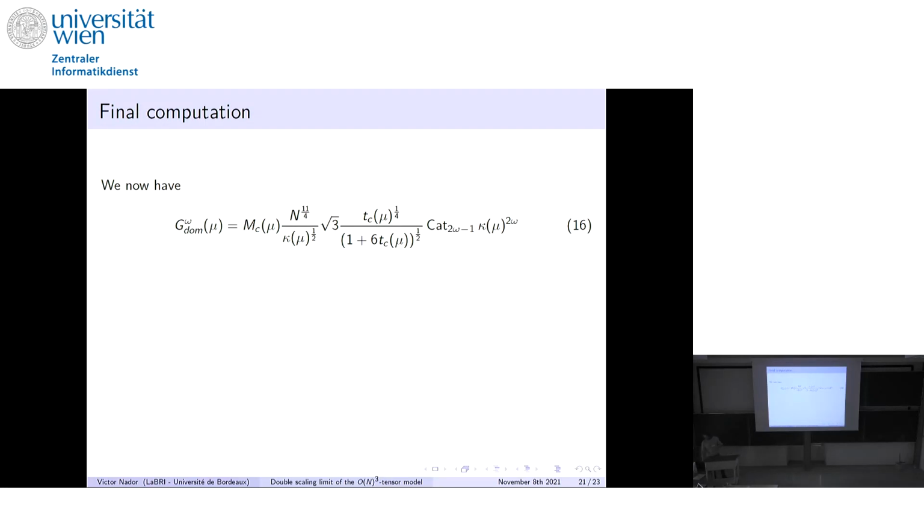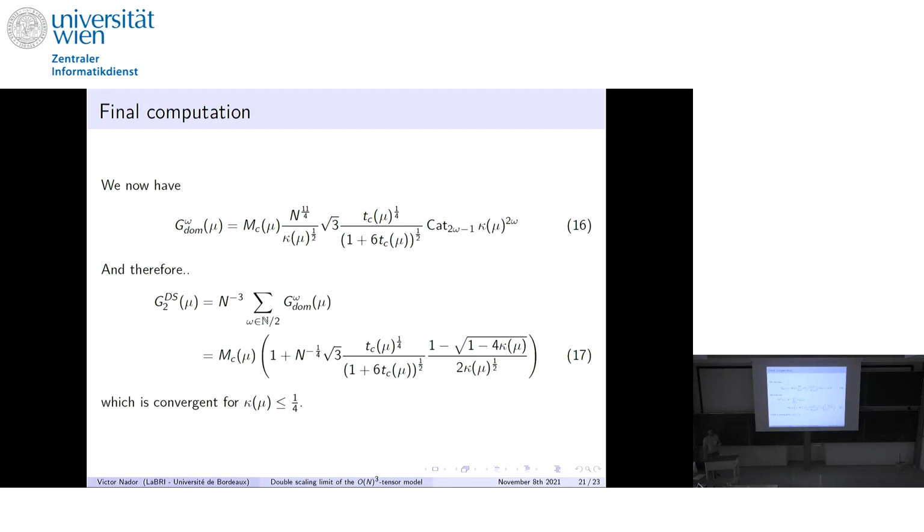And now I am almost done because I can simply sum over the contribution of the various degrees. And this just gives me a numerical factor and the generating function for the Catalan numbers, which is something that's very well known in combinatorics as well. And so we get this double-scaled two-point function, which turns out to be convergent for kappa mu smaller than 1/4, which is to be contrasted with the result for matrix models where the series was divergent.